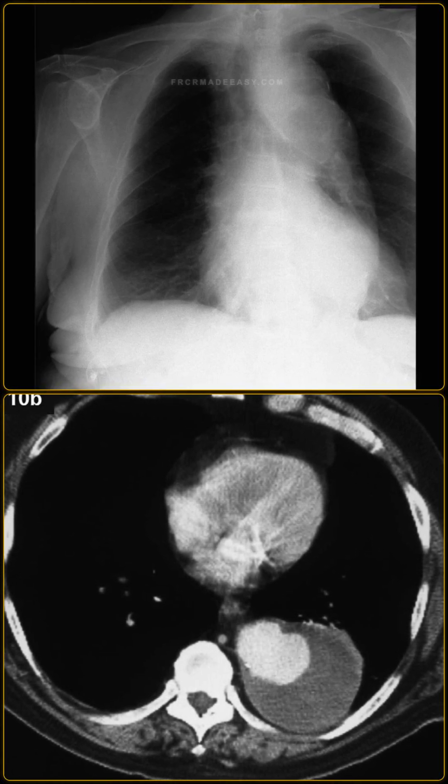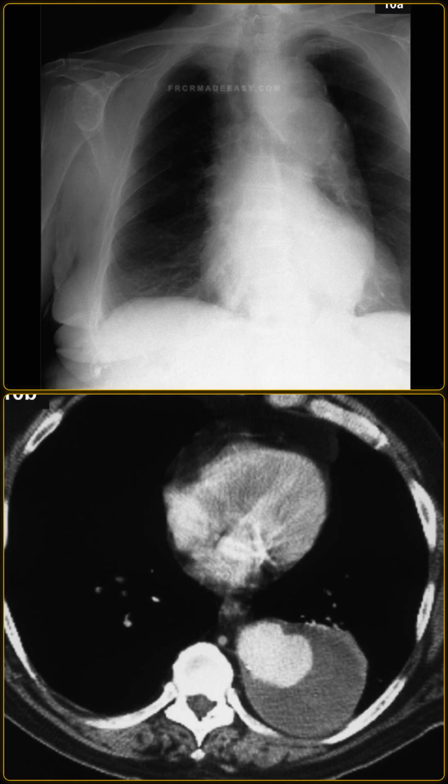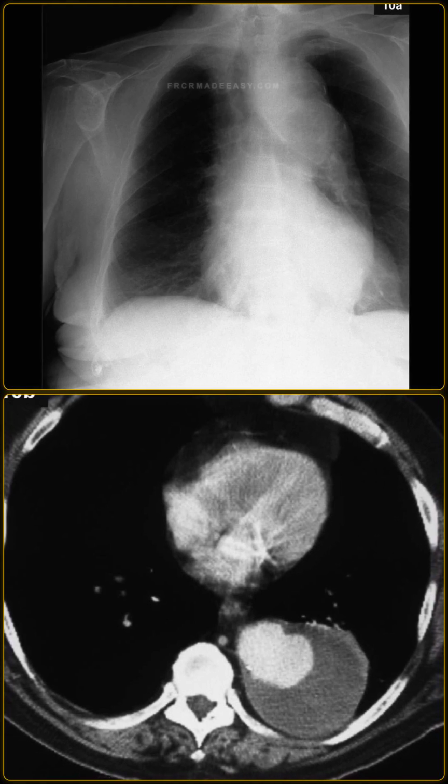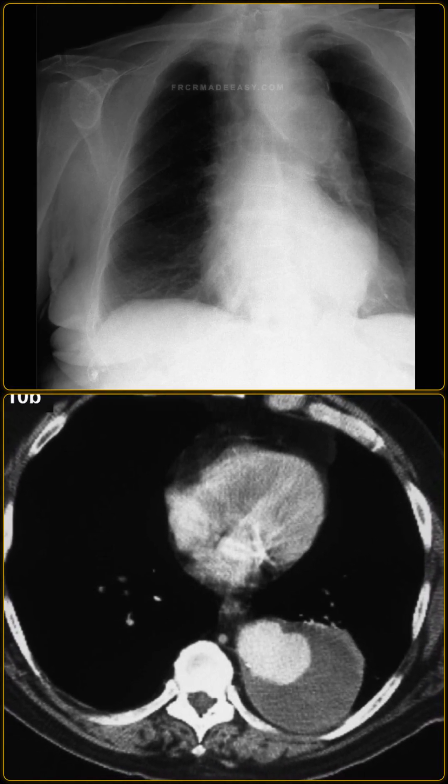As demonstrated on this lateral radiograph, the mass is confirmed to lie in the posterior mediastinum. This lesion was proved to be a neurofibroma.